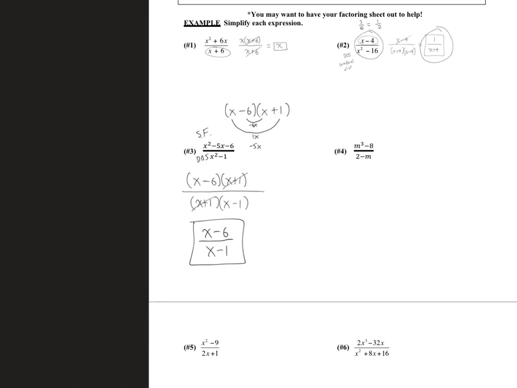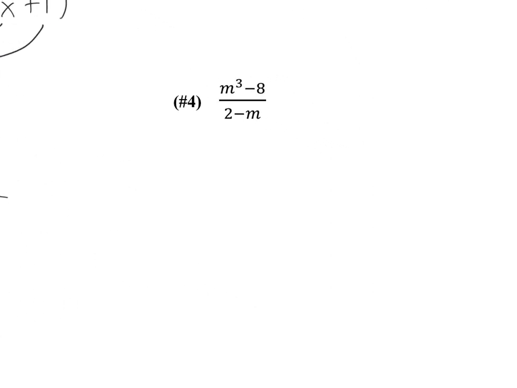All right, number 4 is a little tricky. So we have m to the third minus 8, or m cubed minus 8, over 2 minus m. All right, so m cubed minus 8, is that a pattern that we know? It actually is. This is a difference of cubes. So how does that factor? Well, we have a cubed minus b cubed is going to be a minus b times a squared plus ab plus b squared. Okay, that's just a pattern that's on your factoring flow chart. That should be something that you know. Oops, it should be plus b squared though. Sorry, my bad.